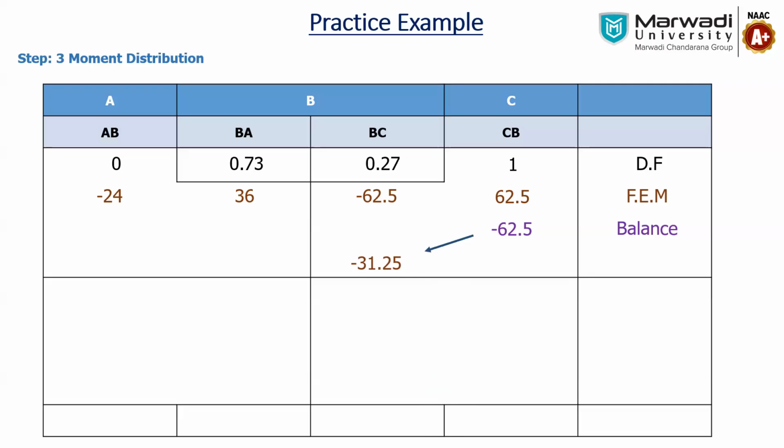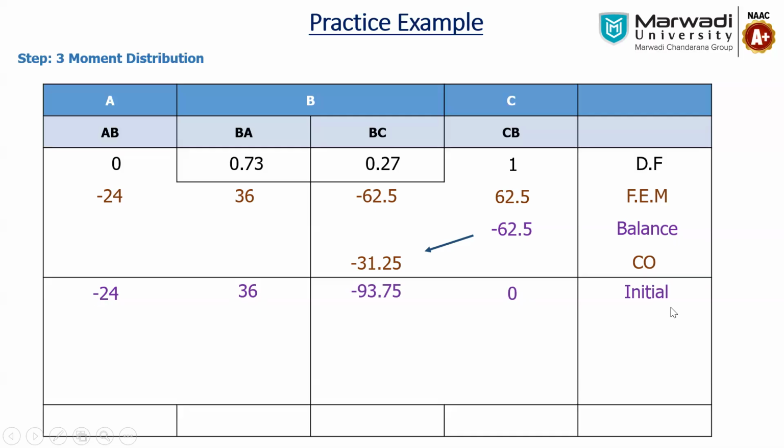Now we have to do the summation of these two rows because we are balancing one end support. That is also called an end correction. If we do the summation, minus 24 is as it is, 36 as it is. We sum minus 62.5 and minus 31.25, so it is minus 93.75. Then 62.5 minus 62.5 is 0. You can see here that the summation at the end will be 0 only because the end support is a hinge, so the moment will be 0 at the end.